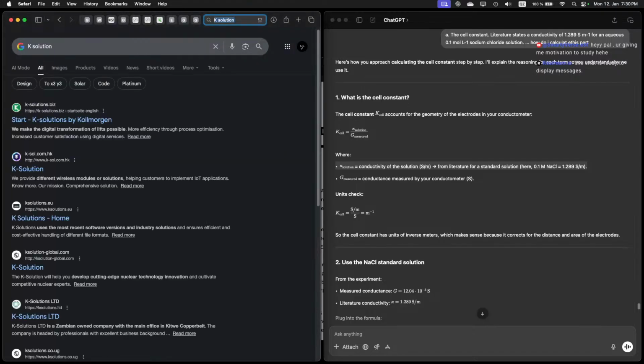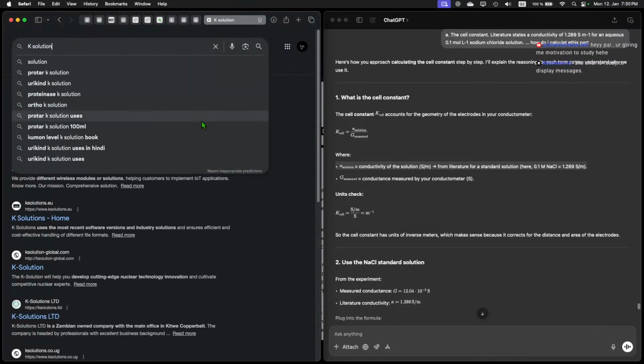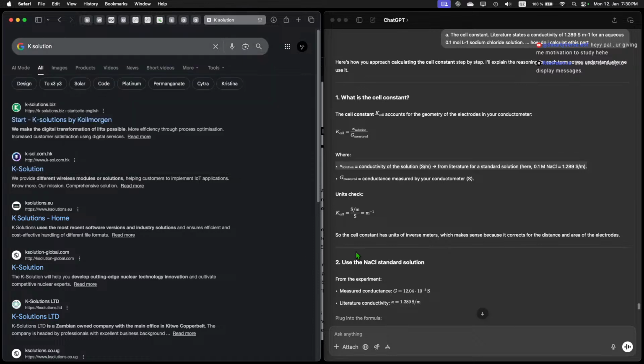So the cell constant has units of inverse meters. What is this? Conductivity of a solution, for a standard solution.